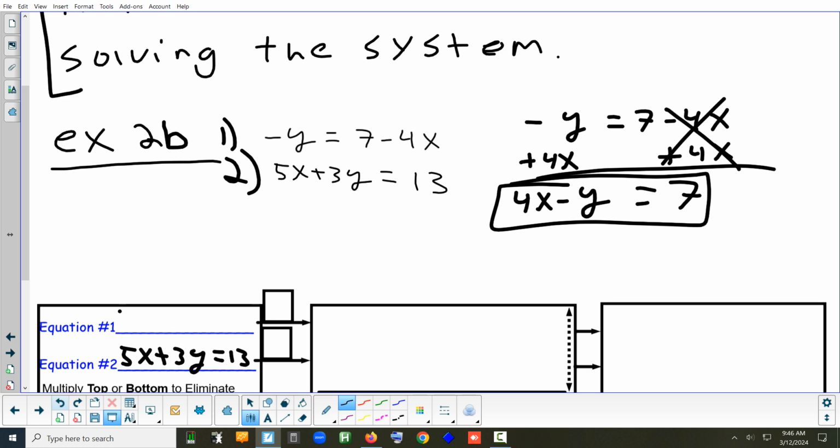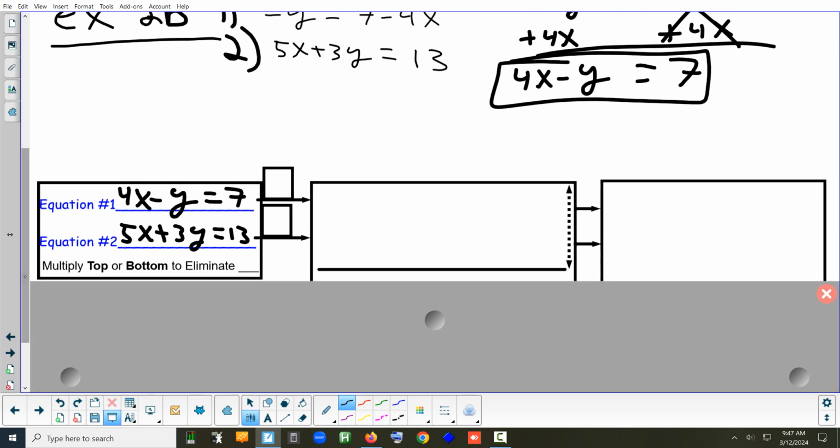Alright, so we got 4x minus y equals 7. Alright, let's go through the situations. Do we already have same letter, same number, opposite sign right away? No. So this is not situation 1. It's not the easiest problem we could have.